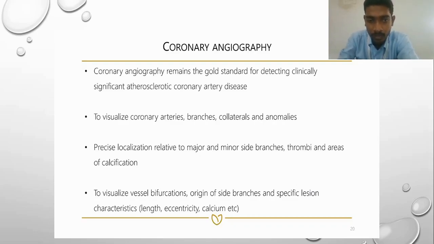Now, to visualize this, there is bifurcation. Bifurcation is where the arteries get diverted. There is type 1, type 2, type 3 in the LAD. We have to know the anatomy structure of the RCA, LCX and LAD, so we are able to easily assess the patient, and also the origin of side branches. Here we can assess the length and eccentricity in the patients.